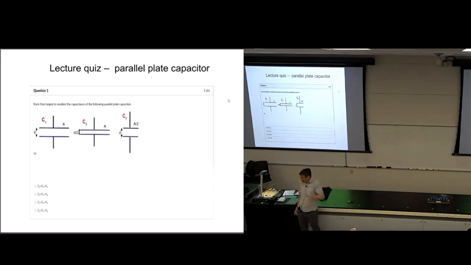Capacitor number 3 has the smallest capacitance. It has the combination of the smallest plate area, which makes for a small capacitance, and a large plate separation. So capacitor number 3 has the smallest capacitance, and capacitor number 1 is somewhere in between these two. So C2, C1, C3 is the rank ordering from largest to smallest. Everybody okay with that? No.